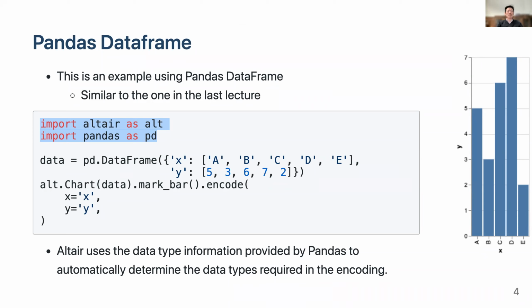Okay, so one thing we didn't really cover or mention is that Altair actually uses the data type information provided by pandas to automatically determine the data types required for the encoding. So you don't have to specify the attribute type for X or Y, and Altair will automatically try to guess that just by looking at the data. And so it will treat this one as string or text and this one as numbers, which is correct. But you can always override that later if you want.